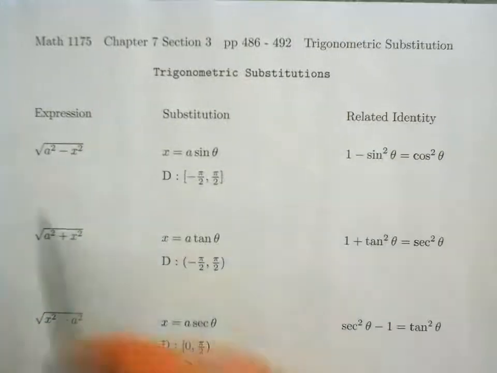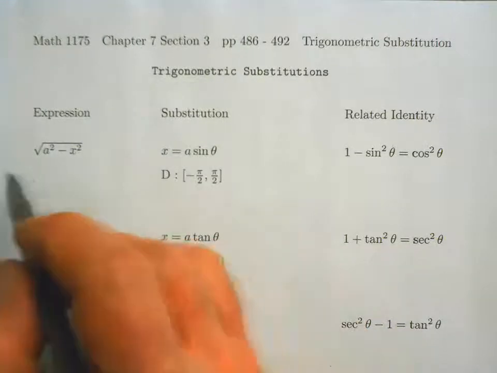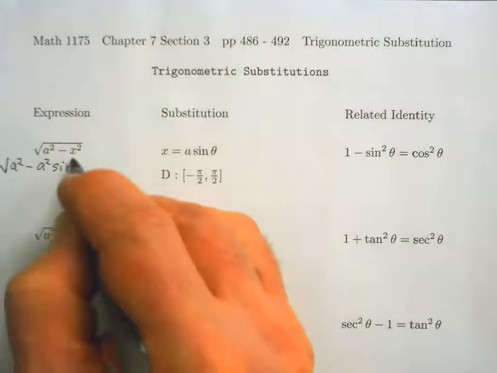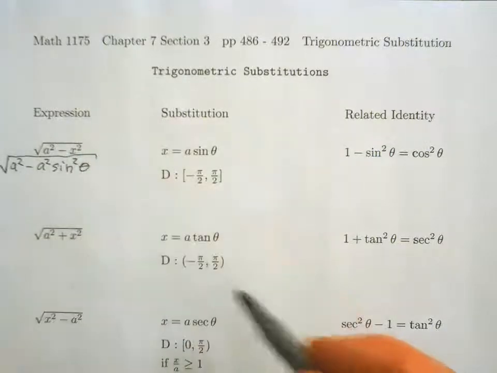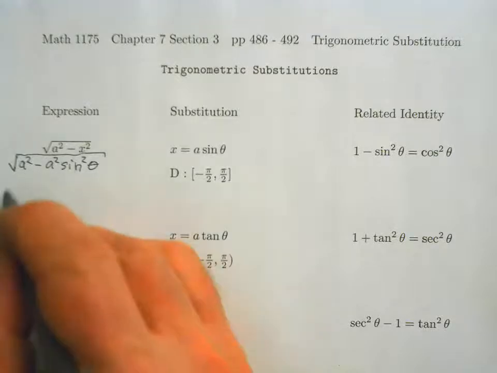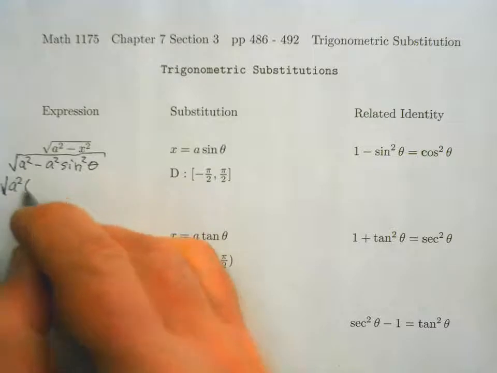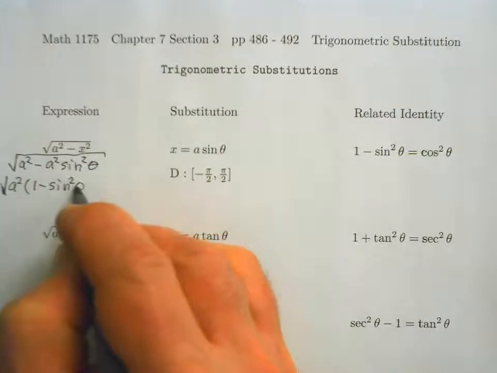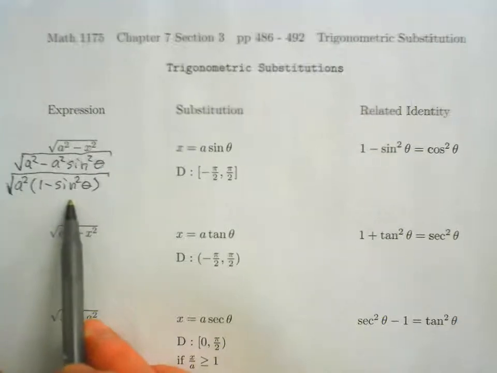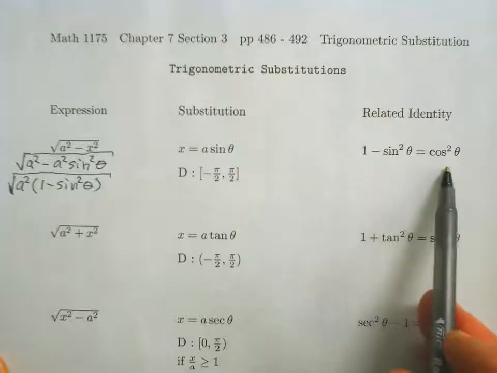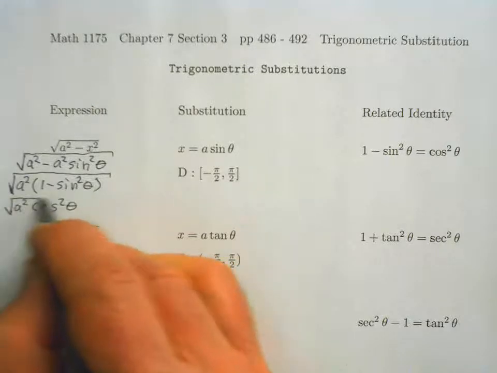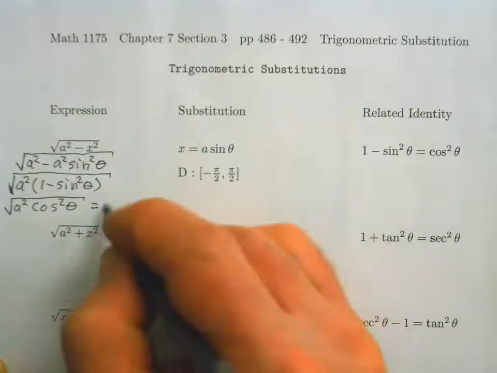So if we replace x with a times sine of theta, then we're going to get the square root of a squared minus a squared times sine of theta squared. And then if we factor out a squared from the two terms, we have the square root of a squared times the quantity 1 minus sine of theta squared. And then we use the identity over here, 1 minus sine of theta squared equals cosine of theta squared. And we get the square root of a squared times cosine of theta squared. And the square root of that is a times cosine of theta.